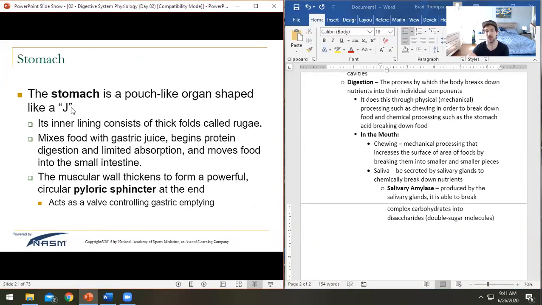Now, once it gets into your stomach, which is this J-shaped organ that sits behind a lot of your other organs, its lining has all these little folds that I showed you just a second ago, right?